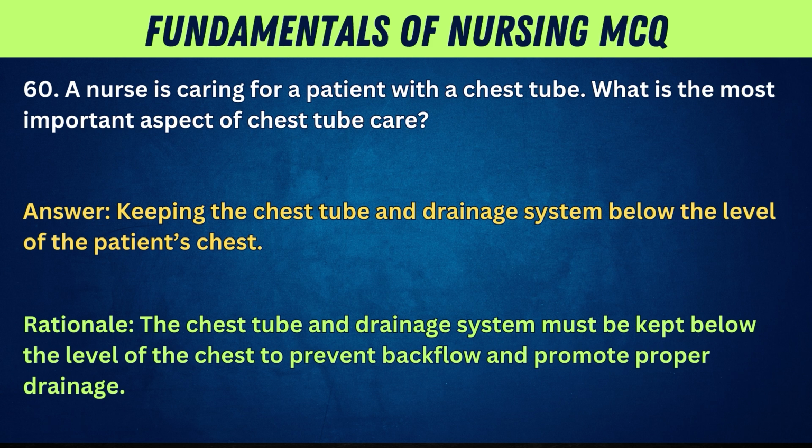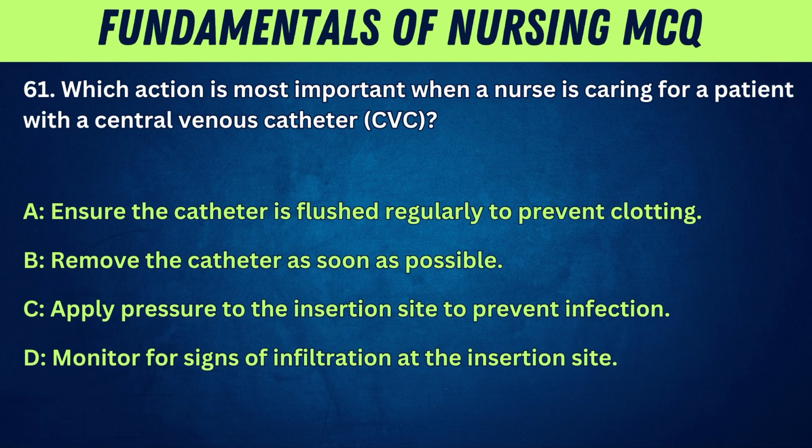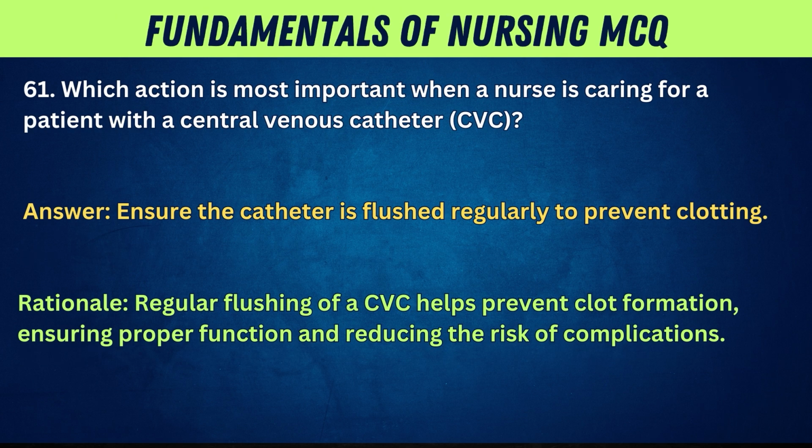promote proper drainage. 61. Which action is most important when a nurse is caring for a patient with a central venous catheter, CVC? A. Ensure the catheter is flushed regularly to prevent clotting. B. Remove the catheter as soon as possible. C. Apply pressure to the insertion site to prevent infection. D. Monitor for signs of infiltration at the insertion site. Answer. Ensure the catheter is flushed regularly to prevent clotting. Rationale. Regular flushing of a CVC helps prevent clot formation, ensuring proper function and reducing the risk of complications.